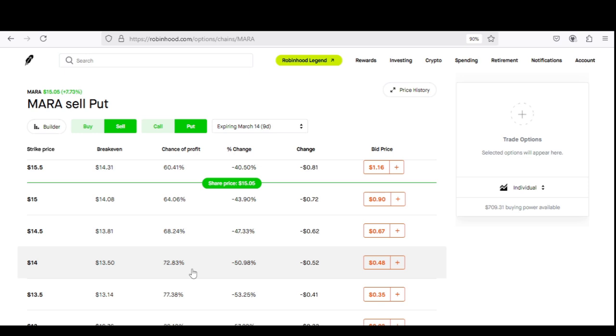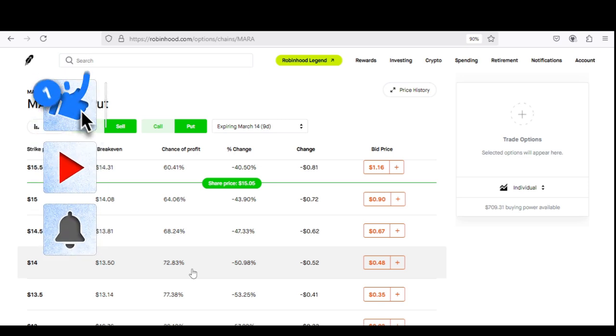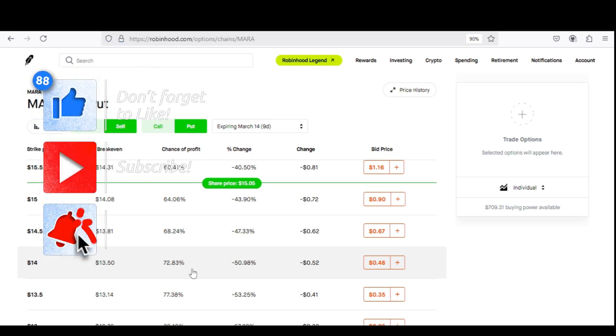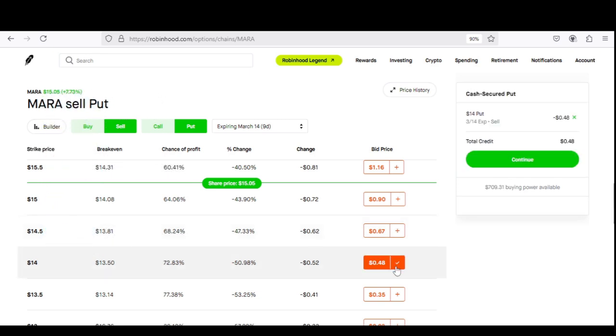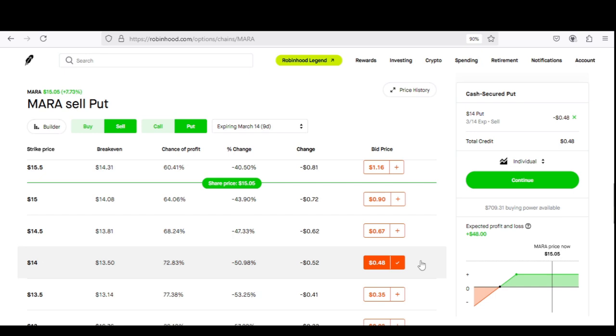Now, with an income option generating strategy, you always receive money as soon as you do the trade. The money we're going to be receiving right here is going to be 48 cents or 0.48. Now, we are dealing with option contracts, and each option contract contains 100 shares. So in real life, this 48 cents right here is going to work out to be $48. You're going to multiply your 48 cents right here by 100 shares, and that should work out to be $48.